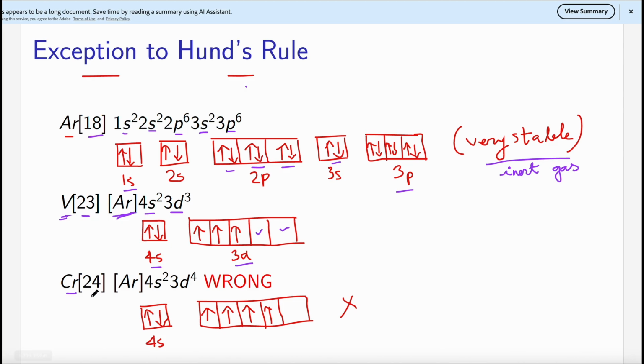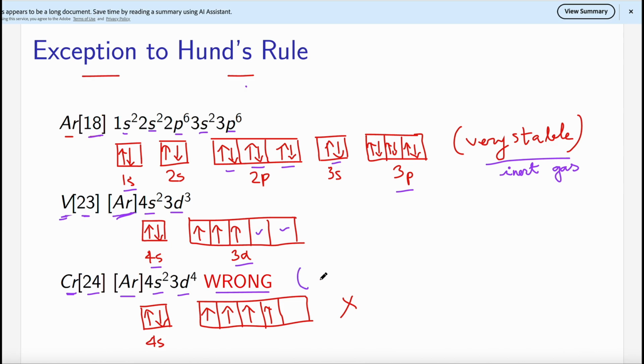After V comes chromium. Chromium has 24 electrons, so its electronic configuration will be that of argon, and then 4s2, 3d4, one more electron. If I write it like this, this is wrong. Why wrong?